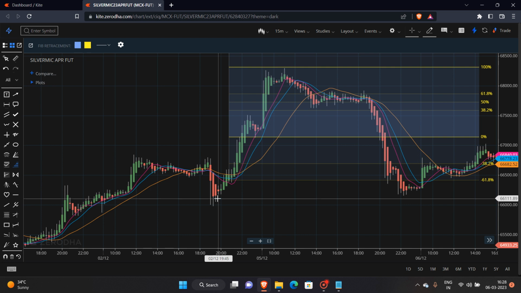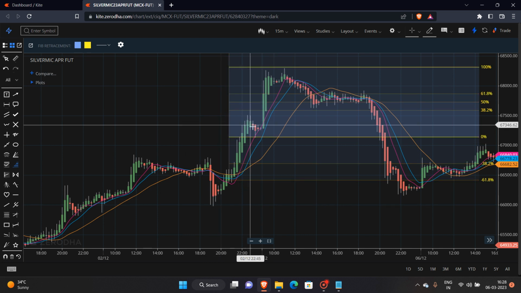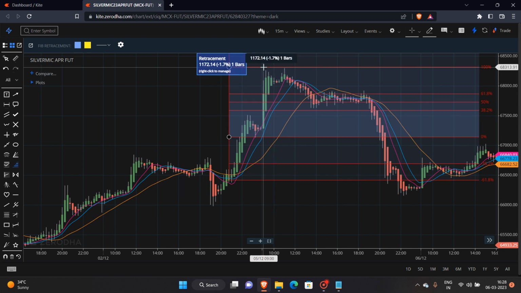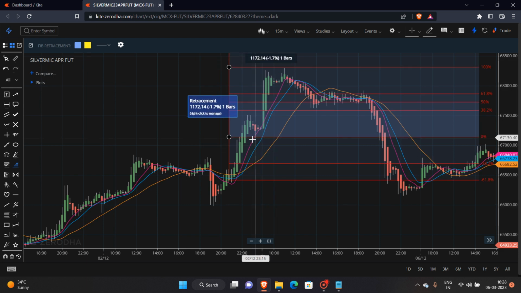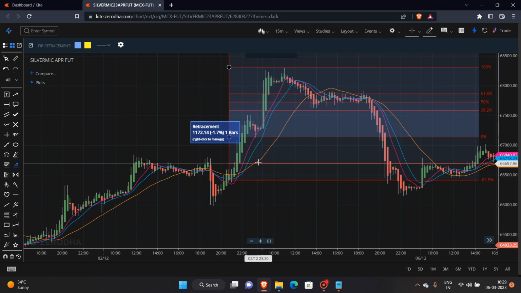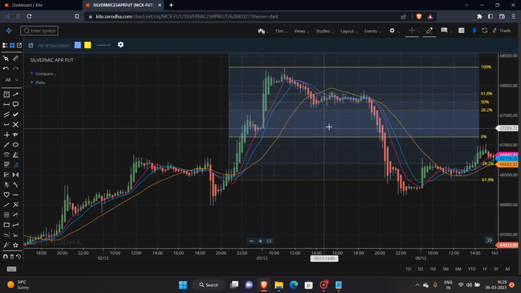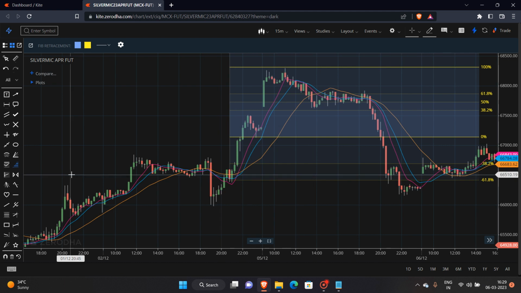Even if I draw the main swing high and swing low, you see the trend started from here, it retraced and again it bounced back. So for us, this is the swing high and this is the swing low from where the trend started. Even if you draw this pattern, it is showing that the market is at 61 level. So let's see what your risk and reward ratio is.